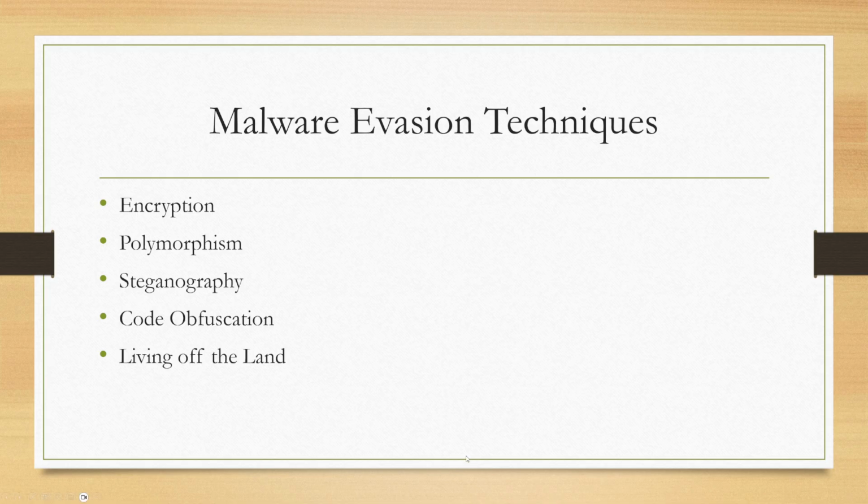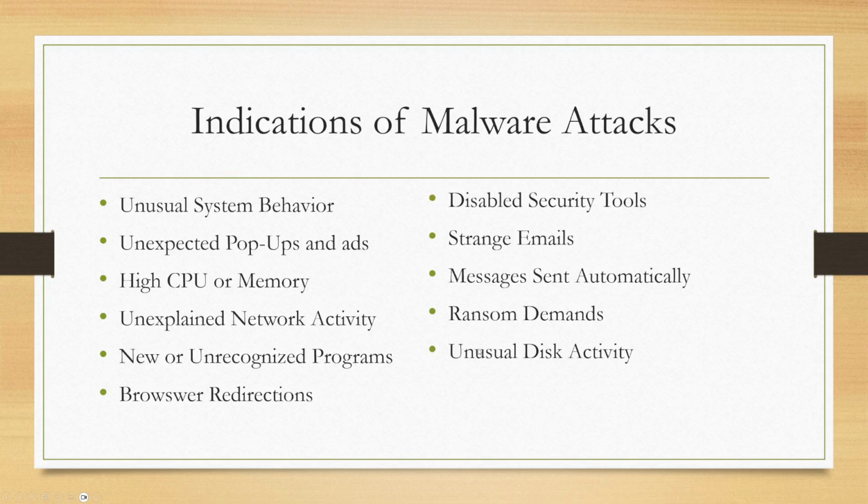Now, there's a lot of different malware evasion techniques, like we can find malware that encrypts itself or encrypts different things on our hard drives. We have malware that tries to change itself as it moves along, so it's polymorphism. We can have things that hide data within images, or just steganography. We can have code obfuscation, where they change their code all the time. Or maybe they're even living off the land, which means they're using tools that are built into the computer directly, didn't install anything new, so they're hard to detect.